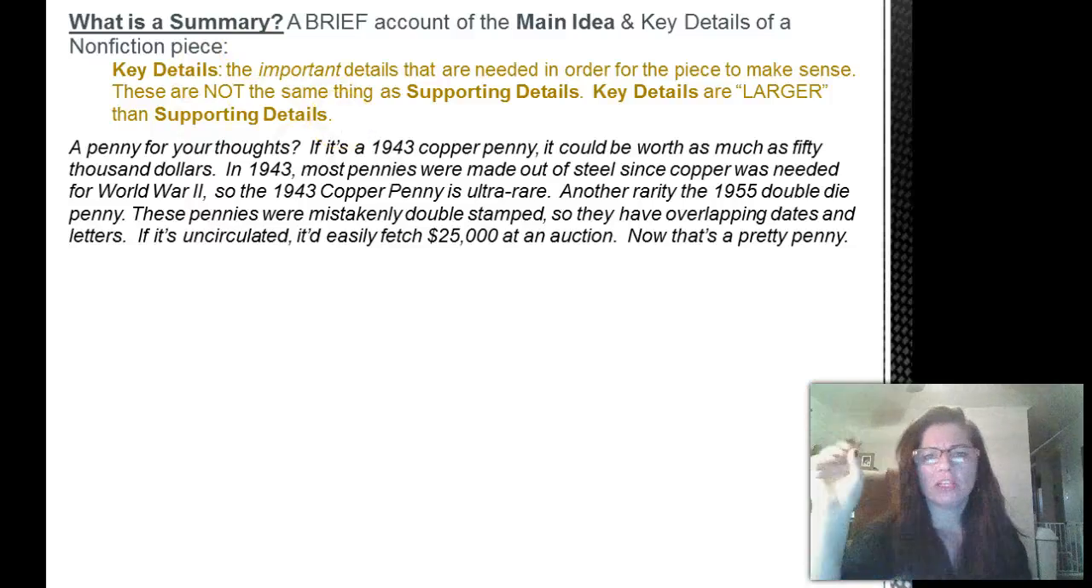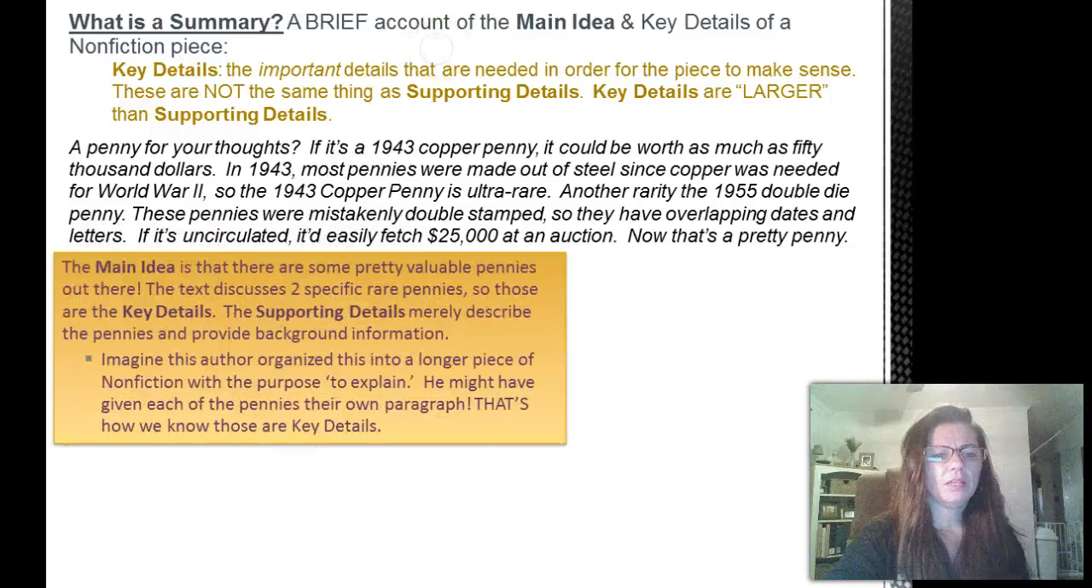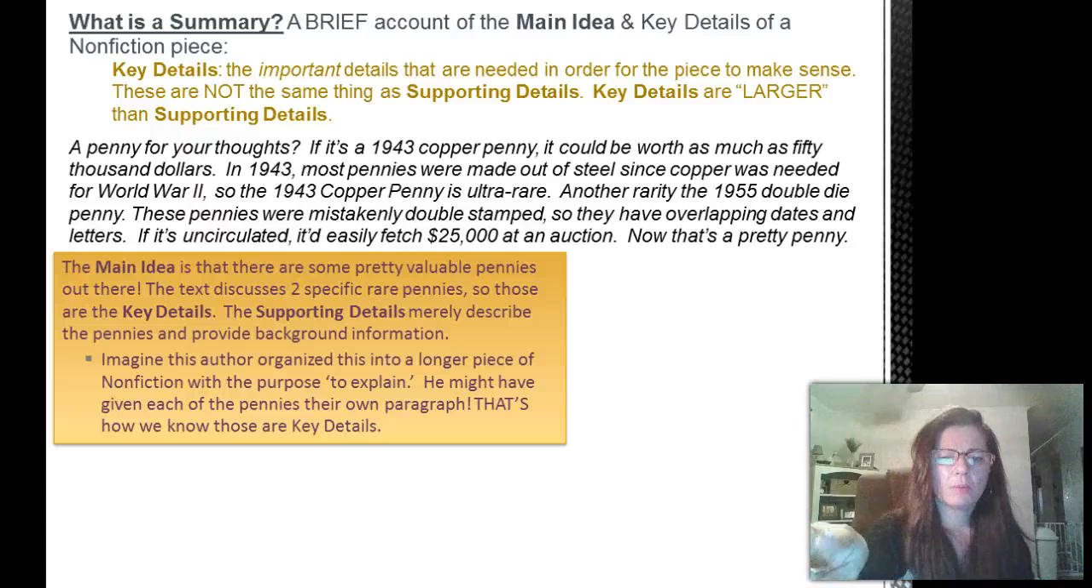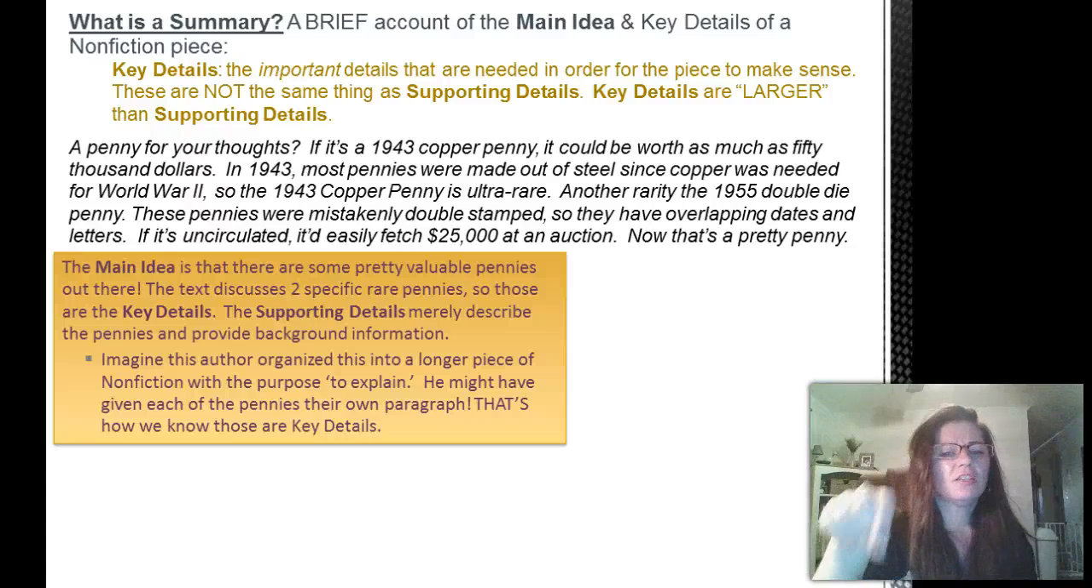So that's just a very short and sweet paragraph, but what did we really get from that? Well, let's take a look. The main idea is that there are some pretty valuable pennies out there. The text discusses 2 specific rare pennies, so those are the key details. You see? The supporting details merely describe the pennies and provide background information.